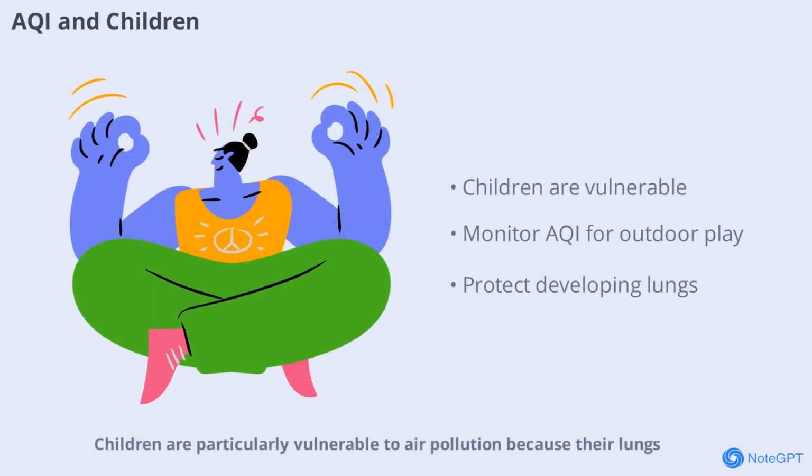Children are particularly vulnerable to air pollution because their lungs are still developing and they tend to spend more time outdoors. High AQI levels can trigger asthma attacks, reduce lung function, and increase the risk of respiratory infections. Parents and schools should monitor AQI levels and adjust outdoor activities accordingly. The AQI provides valuable guidance to help protect children's health, ensuring they can play and learn in a safe environment.